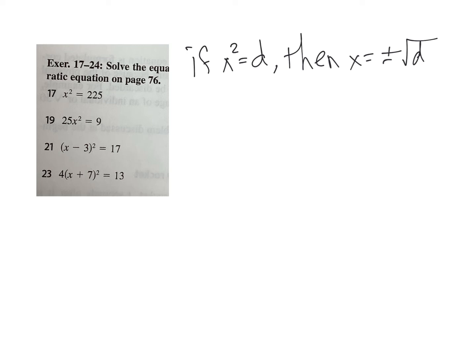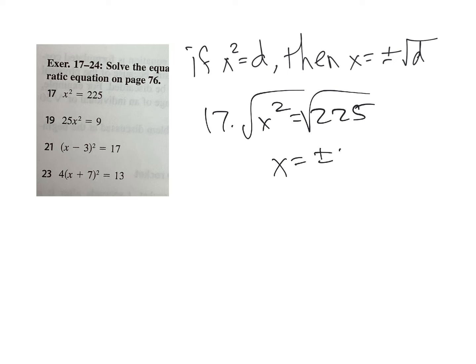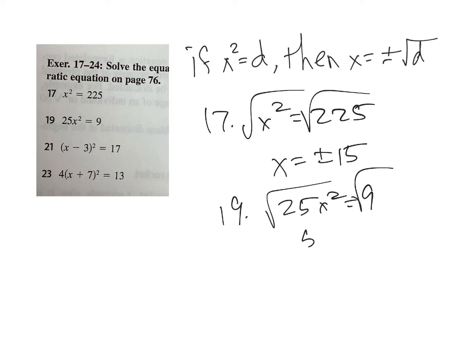So solve the equation. On number 17, x squared equals 225. So your answer should be x equals plus or minus 15. Number 19, 25x squared equals 9. You take the square root of both sides, you get 5x equals plus or minus 3. All right. Divide by the 5, you get plus or minus 3/5.